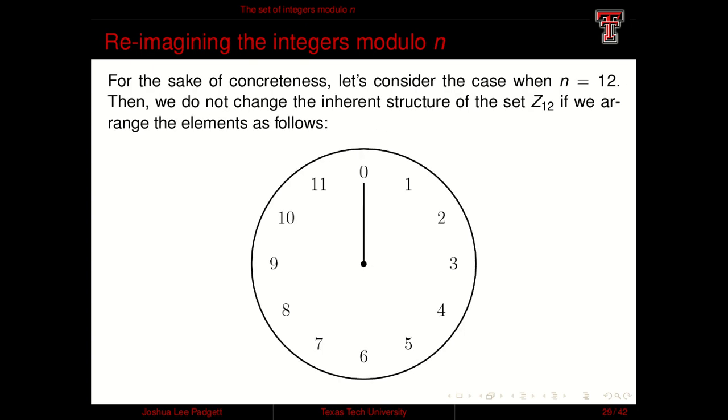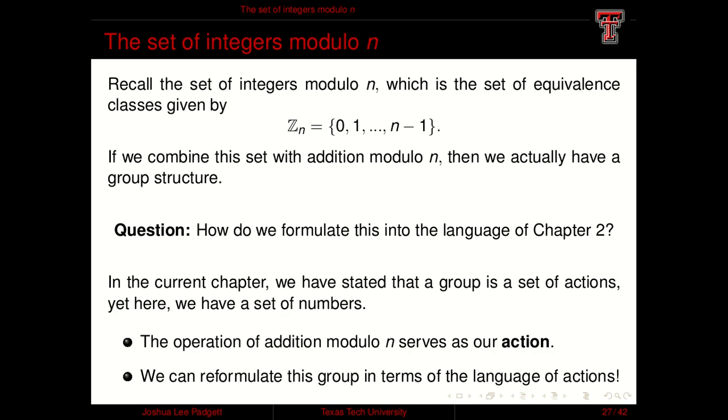And hopefully what you can convince yourself is, I can move 0 to any spot on here. So if I wanted to move 0 to 10, I can either add 10, or I can add 1 ten times to get here. So this is our generator. There are others. However, this is the simplest one. So please convince yourself that any configuration on the clock can be obtained in this fashion. And in the same way, any integer in this set can be obtained in that fashion.